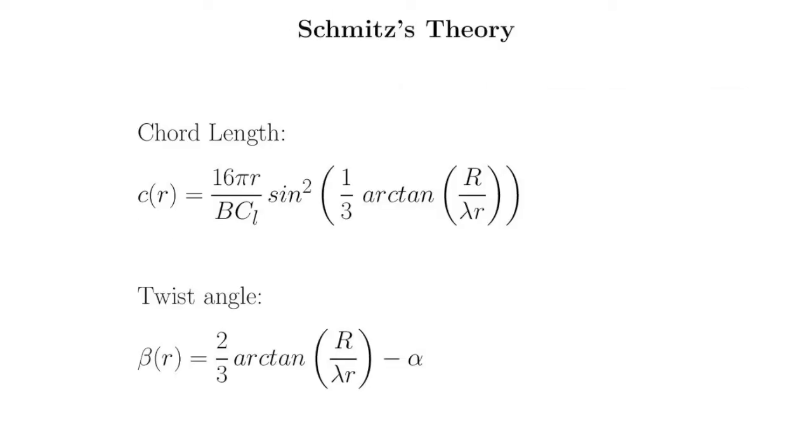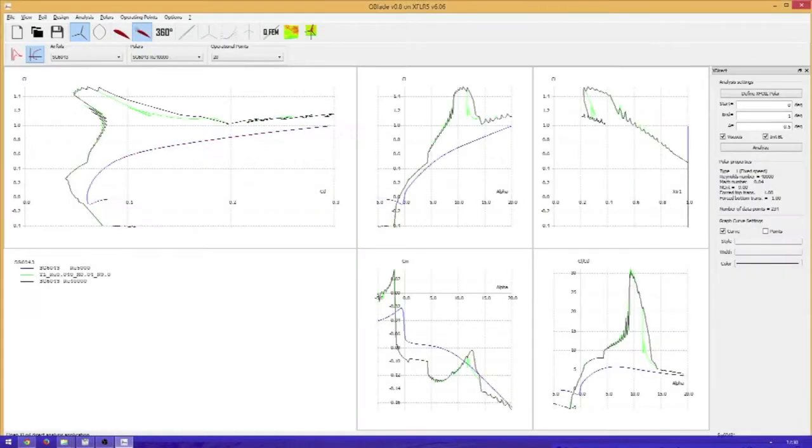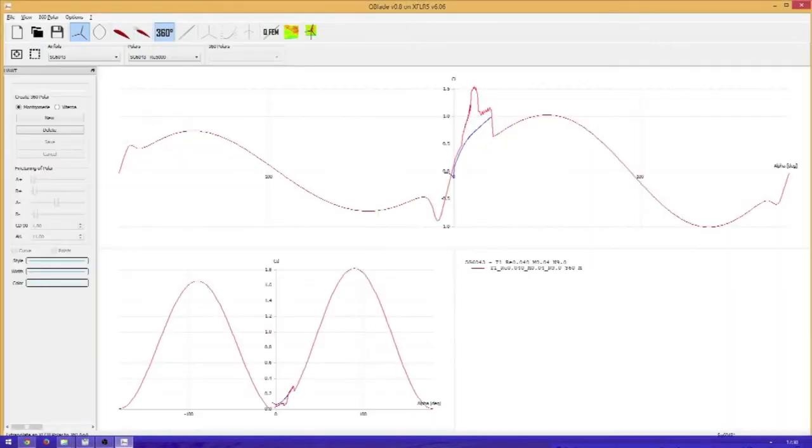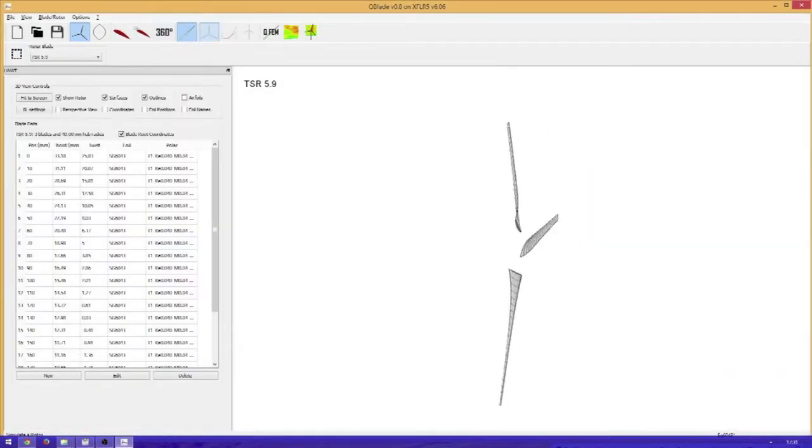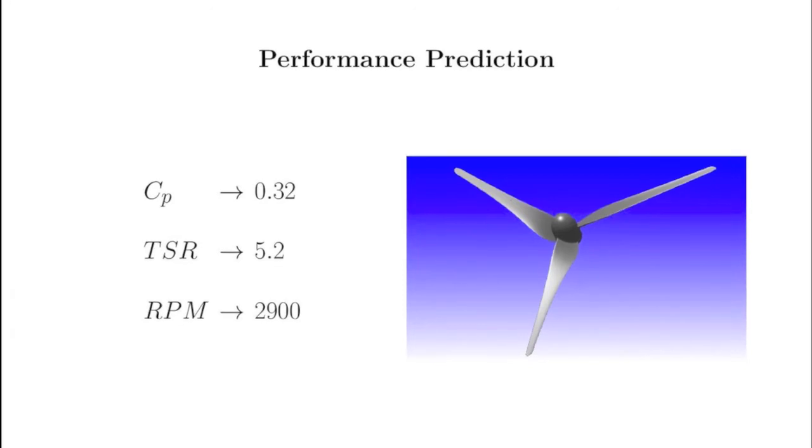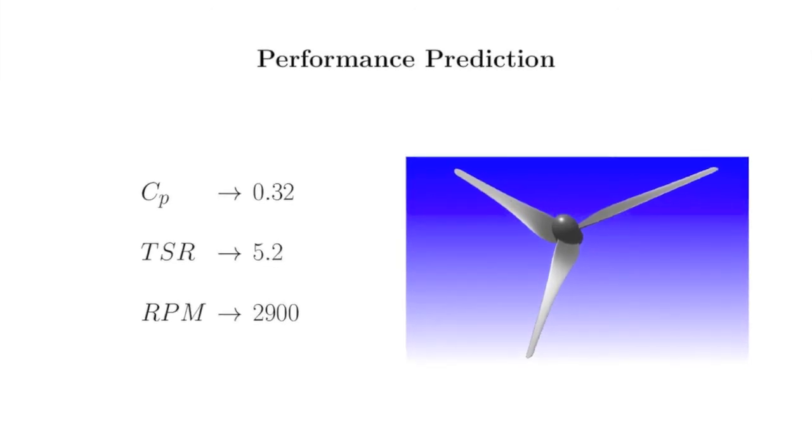The optimal chord length and pitch angle were determined using Schmitz's theory. QBlade was then used to determine the 3D performance characteristics of the wind turbine. Graphs of CP against TSR, drag polars, pressure distributions and glide ratios were plotted as a gauge of performance. The simulations predicted a maximum CP of approximately 0.32 at 2900 RPM for a TSR of 5.2. We were aware that these simulations had not taken into account surface roughness, bending, torsion or vibrations which could affect the performance of our wind turbine.